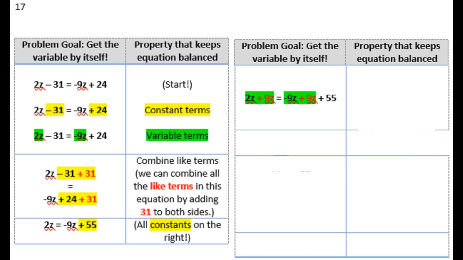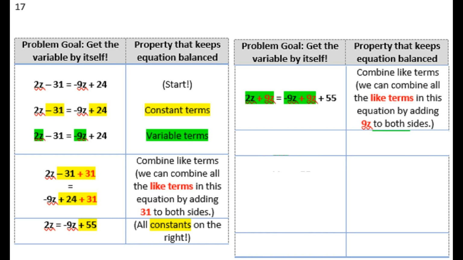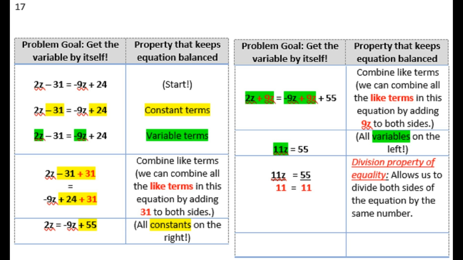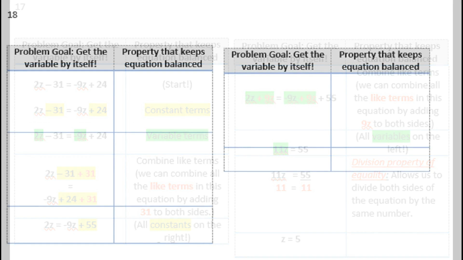So if we keep going, we add 9z to both sides to get all of our variable terms on the left. So we can combine our like terms by adding 9z to both sides. So 2z plus 9z equals 11z. 11 times something equals 55. Now all my variables are on the left. And to figure out what that z term is, all we do is divide. And of course, that's the division property of equality. So we end up with z equal to 55 divided by 11, and that number is going to be 5.